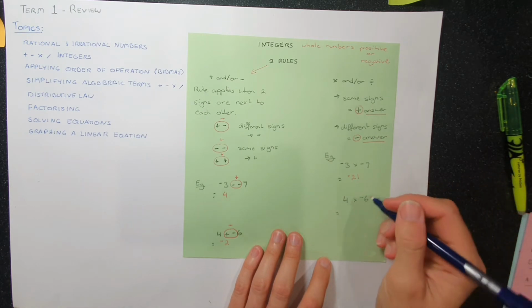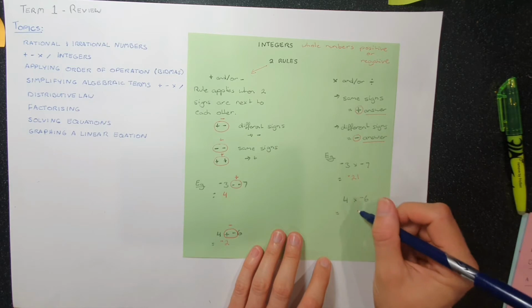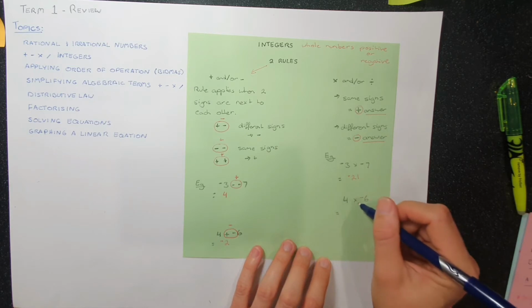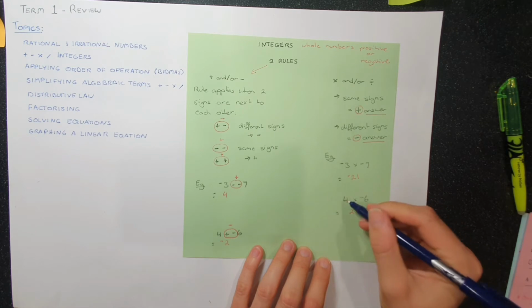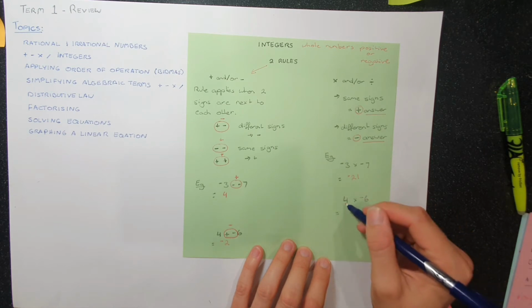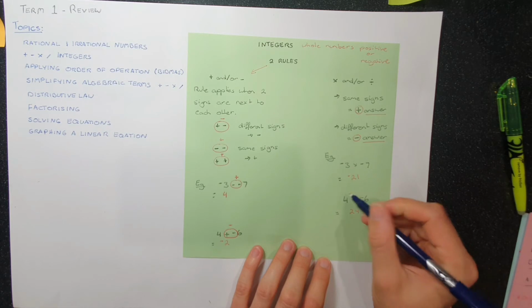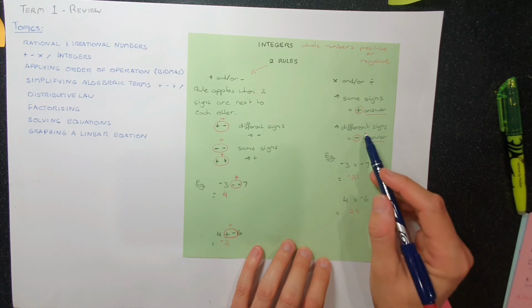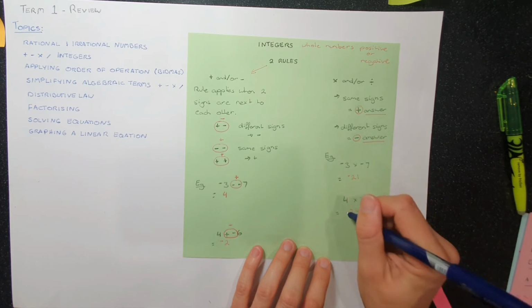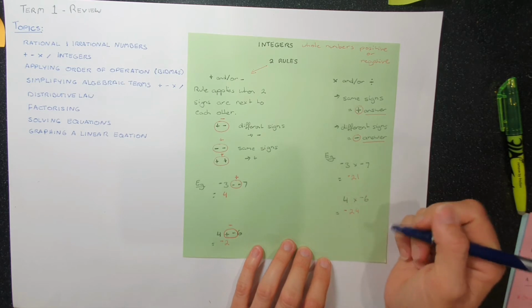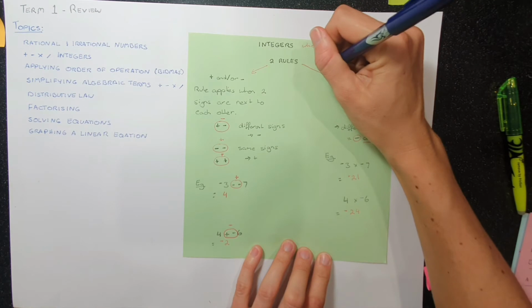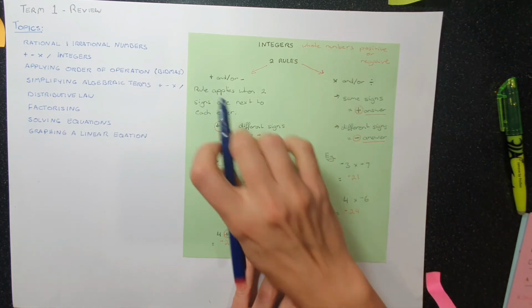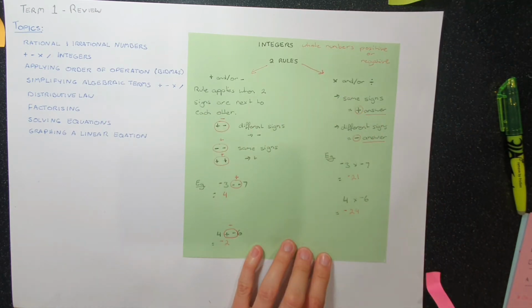In the next one, we've got 4 times -6. So we're going to do this the exact same way. 4 times -6, 4 times 6 is 24. 4 is a positive, even though it's not shown. 4 is positive, 6 is negative, so a positive times a negative, the signs are different, the answer will become a negative. That there is working with integers. 2 rules, one for adding and subtracting, one for multiplying and dividing.